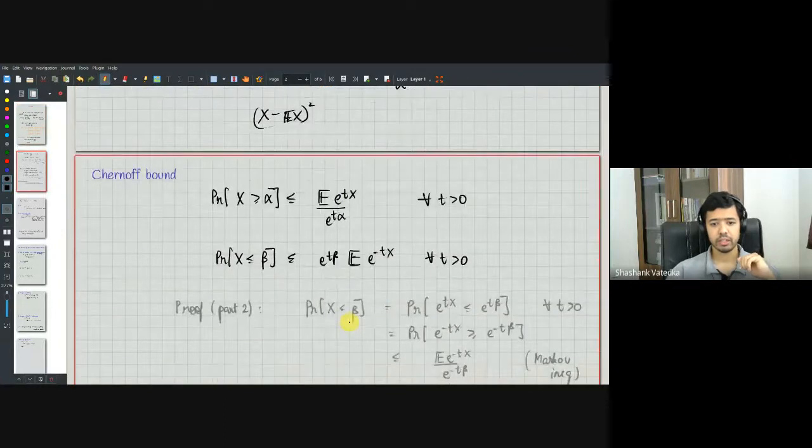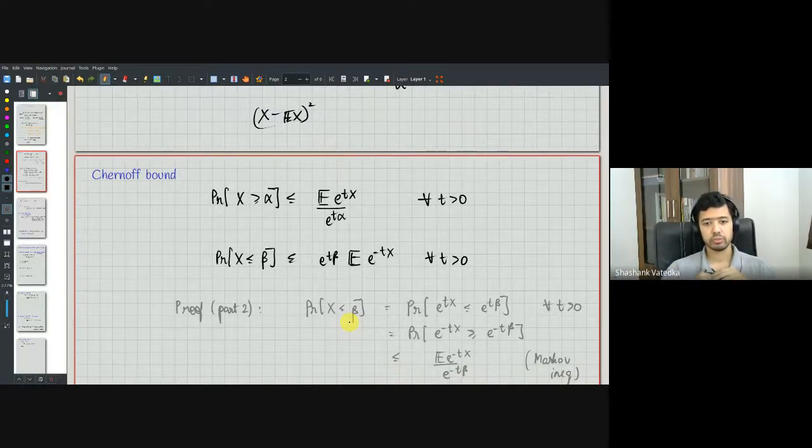Similarly, you can derive another inequality, which is the Chernoff bound. For any random variable x with well-defined moments, the probability that x is greater than or equal to alpha can be upper bounded by the expectation of e to the t times x divided by e to the t times alpha, for all t greater than 0. Similarly, you can have the following bound: the probability that x is less than or equal to some quantity beta is at most e to the t times beta times the expectation of e to the minus tx.